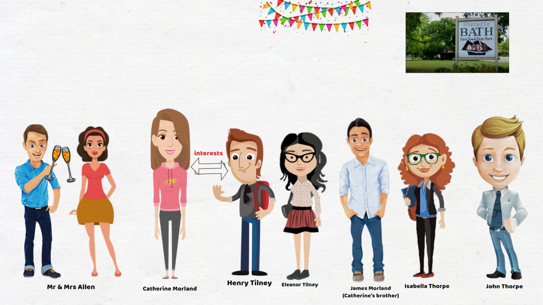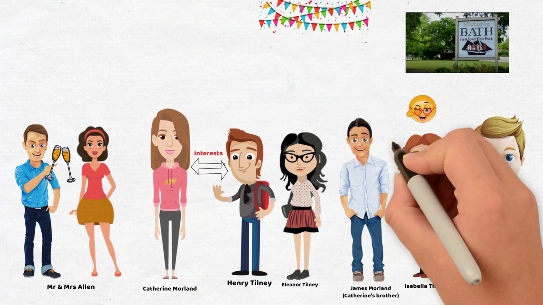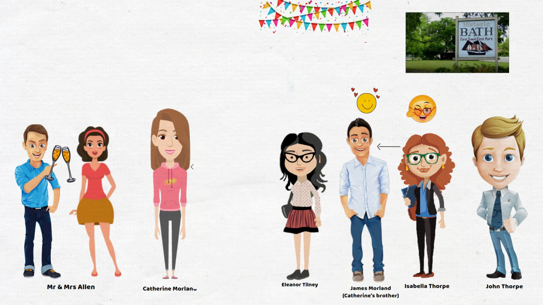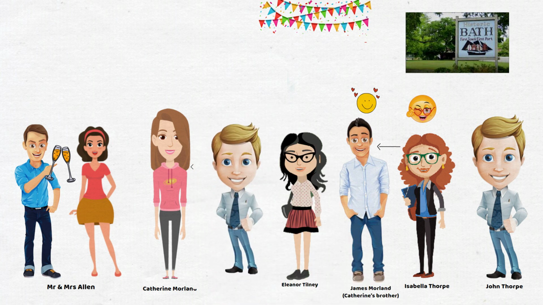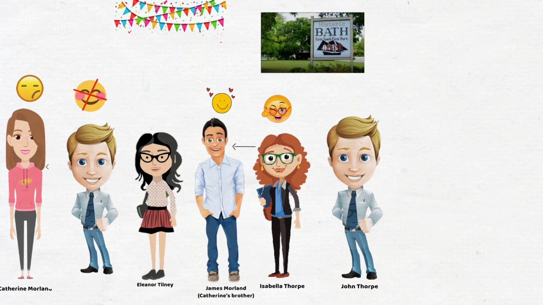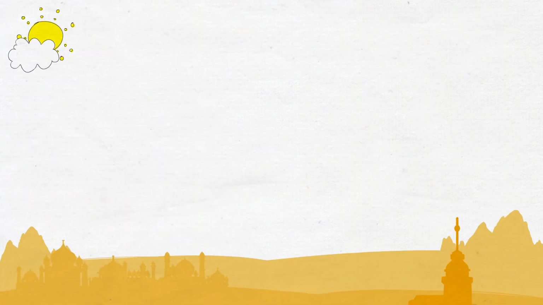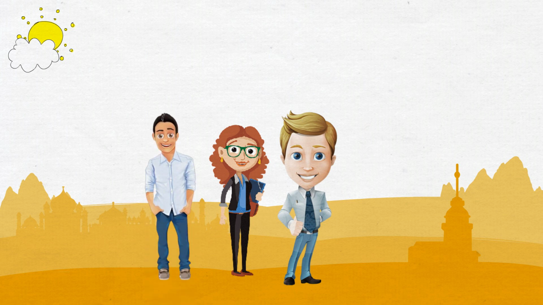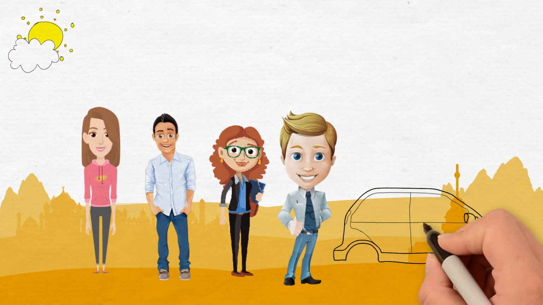Now what happens is that Isabella begins flirting with Catherine's brother James. James finds her very impressive and he too starts liking Isabella. On the other hand, John Thorpe tries to flirt with Catherine, but Catherine finds him arrogant. She finds him repulsive. And as the novel moves forward, we find that one day John, Isabella, James and Catherine, all these four characters go on a long drive.